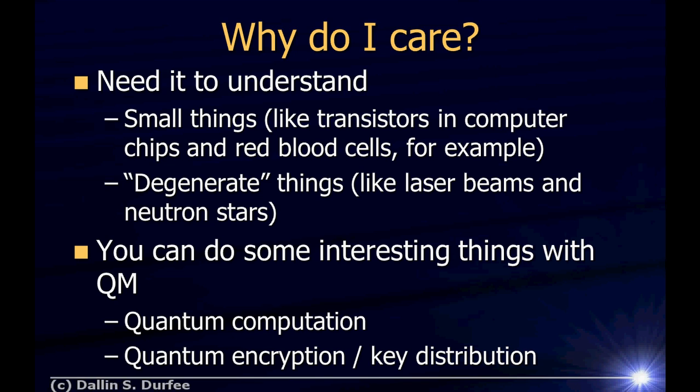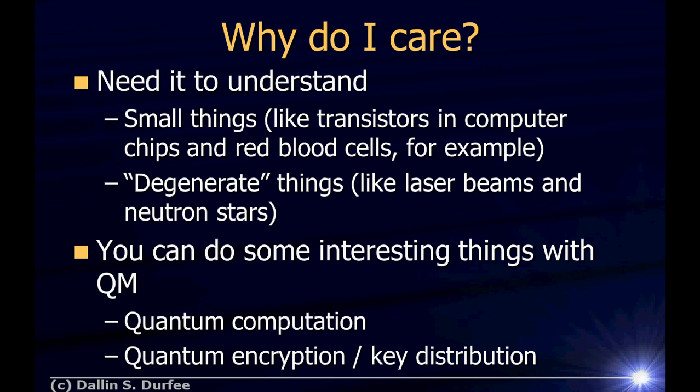It turns out there are things that aren't small, though, that also require quantum mechanics. We call these degenerate things, things where the quantum mechanics, normally when you have something really big, all these degrees of freedom get out of phase with each other, incoherent with each other, and the quantum mechanical nature kind of washes out, and classical physics is enough to explain it. But there are certain things where the quantum doesn't wash out.